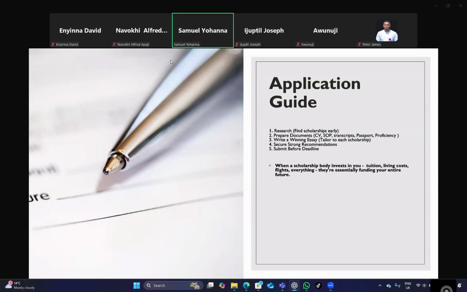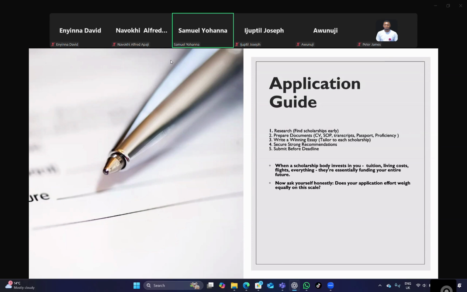What I want to add is, when a scholarship body invests in you, just imagine, they are paying your tuition, your living costs, your flight, everything. That means they are essentially funding your entire future. Therefore, you should ask yourself honestly, does my effort weigh equally on this scale, right? You put the investment the scholarship body is making in your future and compare it with your application, your essay, your SOP. You'll be like, these people are investing thousands, hundreds of thousands of euros or pounds or dollars in my future free of charge. Therefore, I need to show that I really, really deserve it.